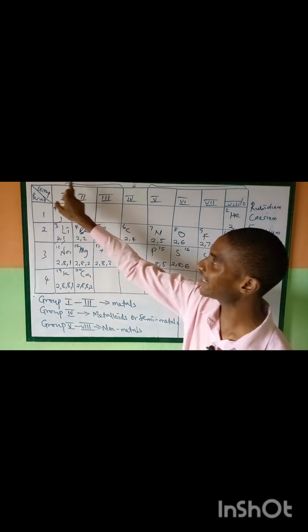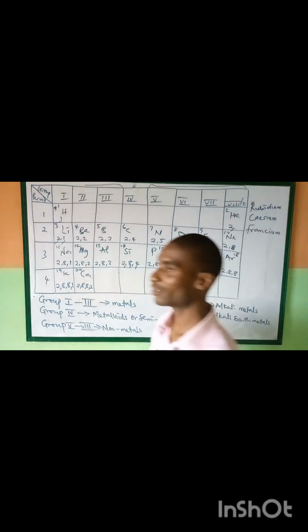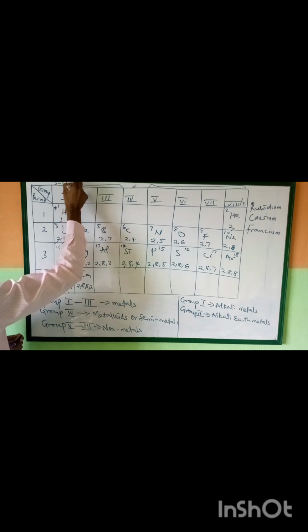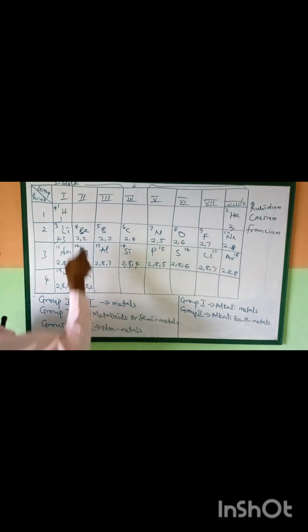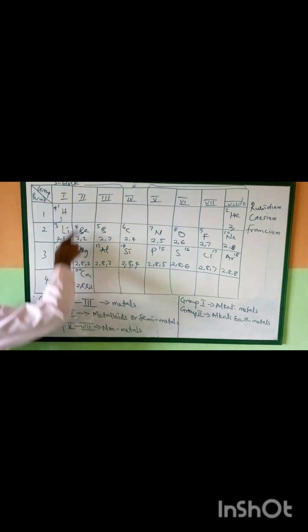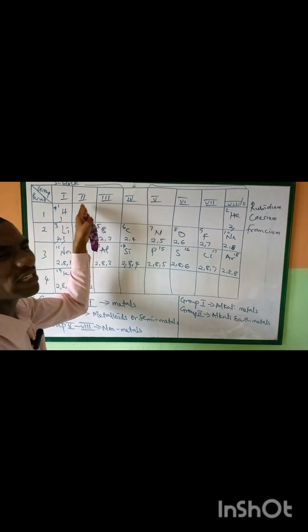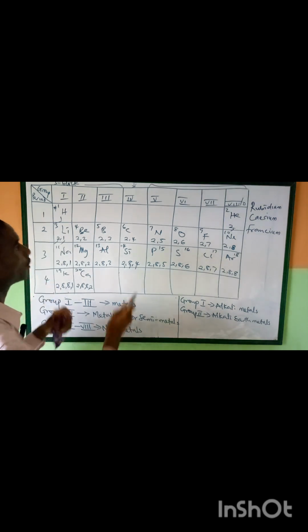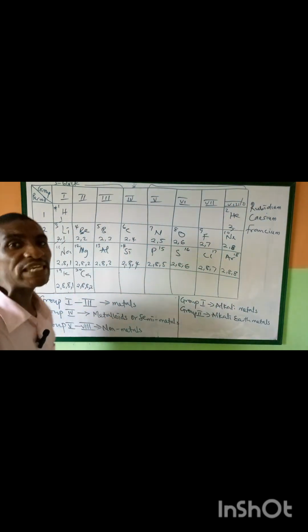So this group 1 and 2, they are the S block, in the sense that if you write the SPDF configuration, you will see that they are only found in the S block. So between group 2 and 3, you have the D block, which are 10 groups. And then from group 3 to group O, they are the P block.